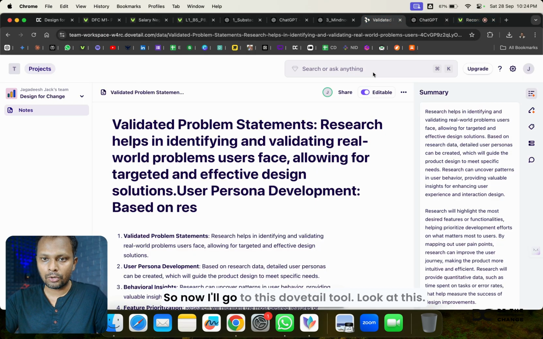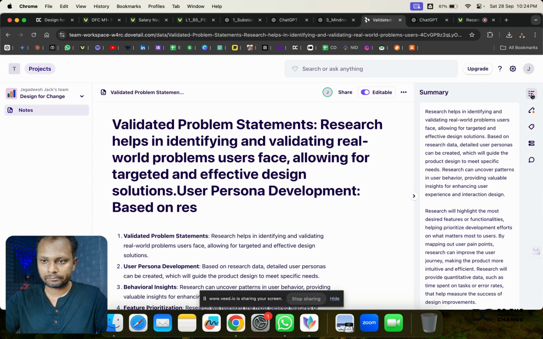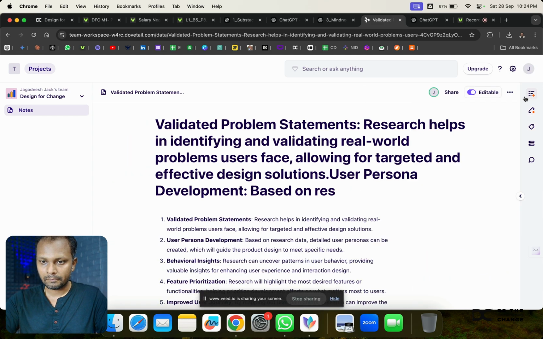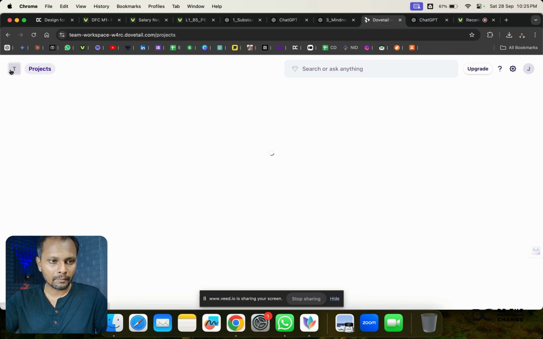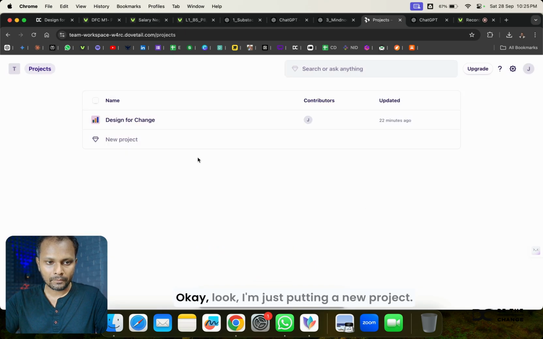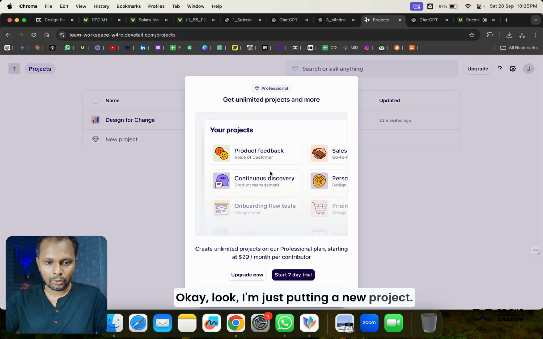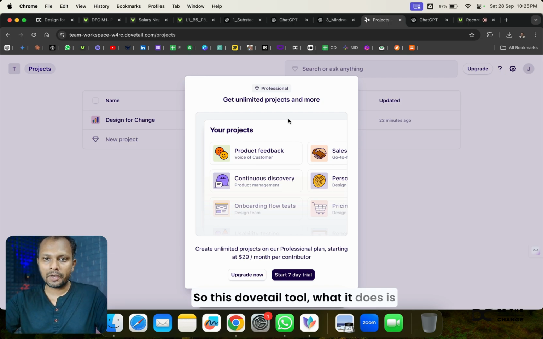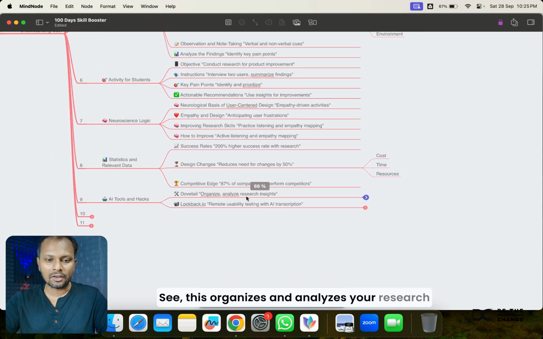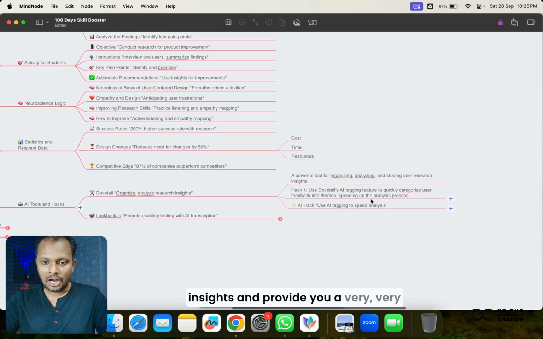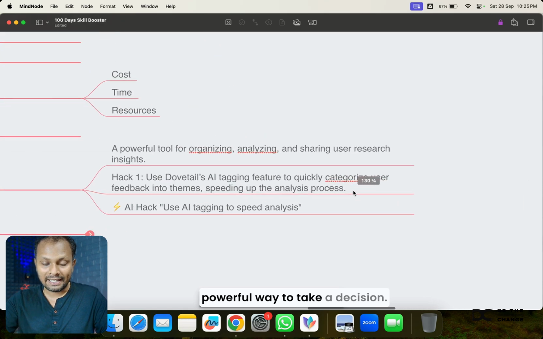Now I'll go to this Dovetail tool. Look at this. In fact, this is one of the good tools, guys. I recently found it. Look, I'm just putting in a new project. First I'll explain what this tool is. It organizes and analyzes your research insights and provides a very powerful way to make decisions.